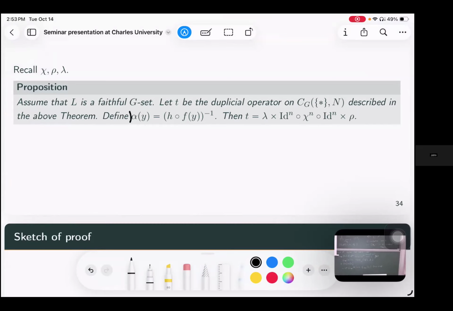If we define alpha of Y to be the inverse of h of f of y, then I can write the T that we defined as a composition of this, as that of rho, chi, and lambda, meaning that the differential operator or the cyclic operator which we got arises from the Bohm-Ștefan construction.